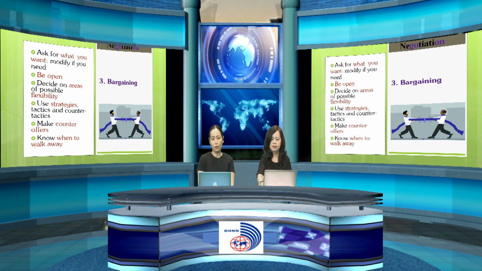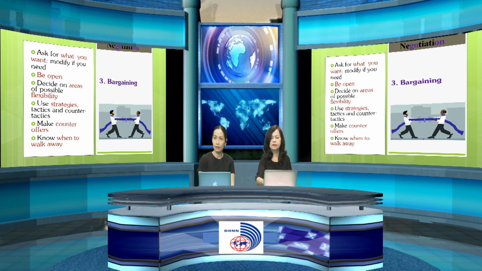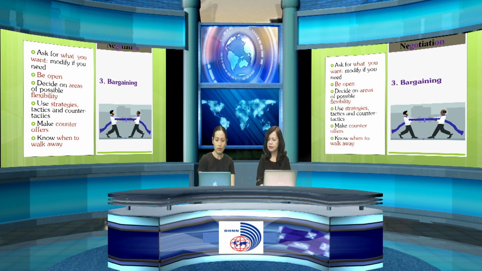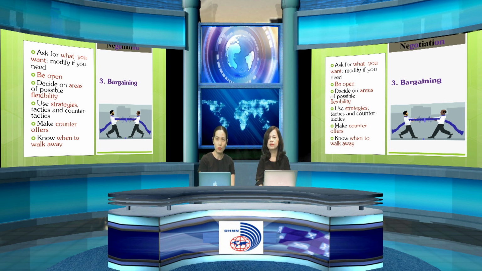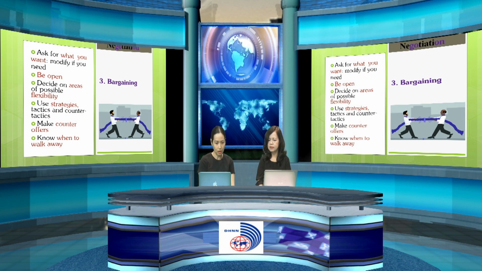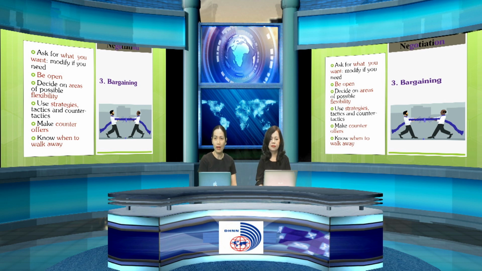The third stage in the process of negotiation is bargaining. For bargaining, you need to ask for what you want and modify if you need. You can make some modifications, right, if you think that is necessary. And you need to be open, very open, all right? Don't concede without exchanging information. And then you need to decide on the areas of possible flexibility. You always have some area of flexibility in your mind so that in certain cases you can make some compromises or concessions. You also need to use strategies, tactics, counter tactics, etc. And also make counter offers.